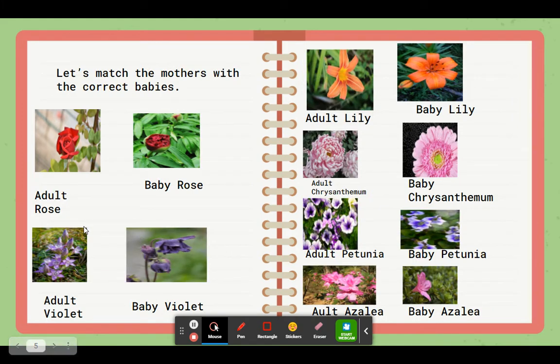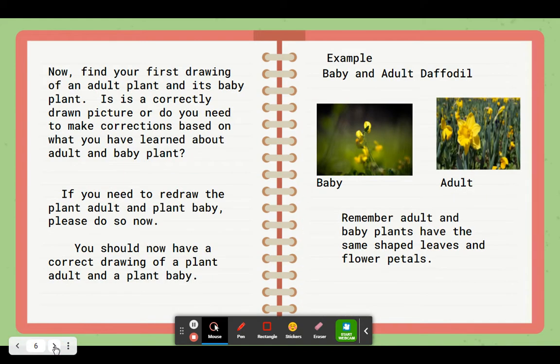Let's match the mothers with the correct babies. Okay, so here's the adult rose, and here's a baby rose. Here's the adult violet, and here's the baby violet. Here's the adult lily with the baby lily. Here's the adult chrysanthemum, and here's the baby chrysanthemum. Here's the adult petunia, and here is the baby petunia. Here is the adult azalea, and here's the baby azalea.